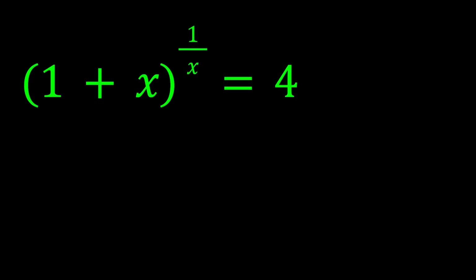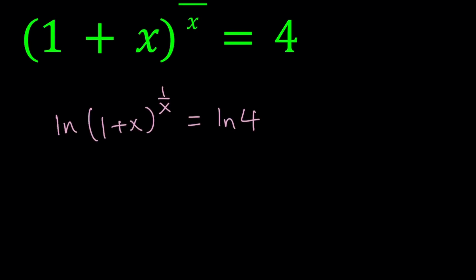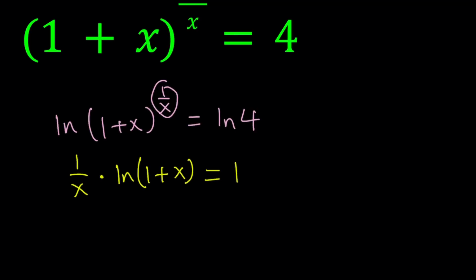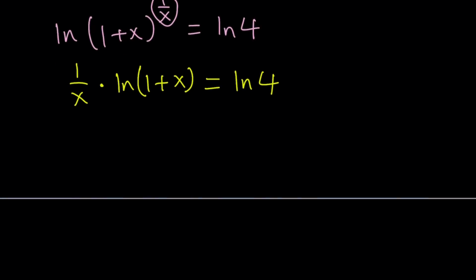First of all, let's start by taking the natural log of both sides. So that's going to give us a better idea. And now we can go ahead and move this 1 over x to the front by using properties of logarithms. So this gives us 1 over x multiplied by ln(1 plus x), which is the natural log of 1 plus x, equals ln 4. And then the left-hand side can be written as a quotient, ln(1 plus x) divided by x equals ln 4.